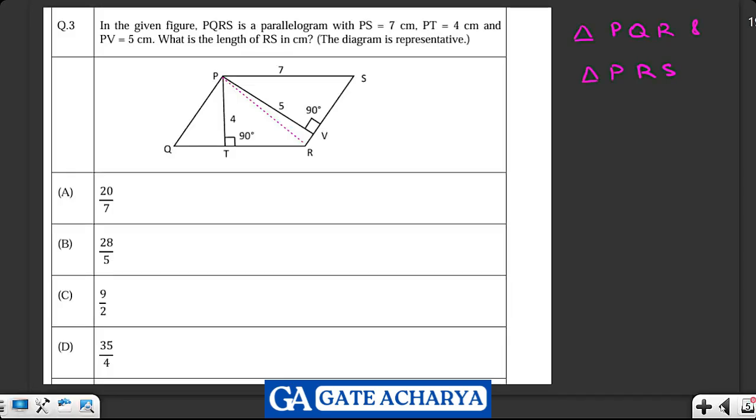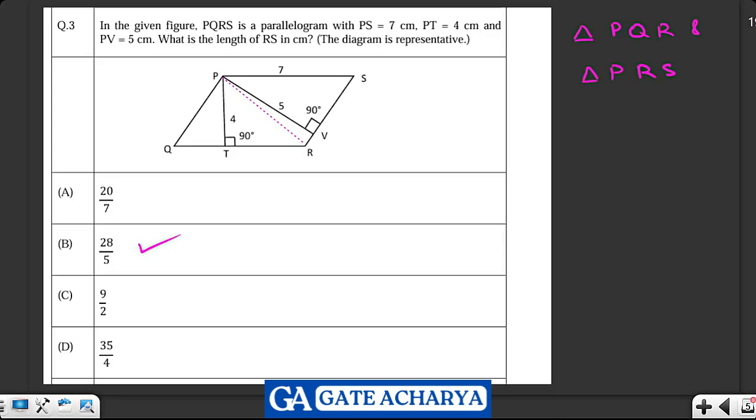Yeah, 28 divided by 5, option B is the answer. Is it understood how I develop this idea? To just understand, take a diagonal PR and remember, in a parallelogram, whatever diagonal you take, the diagonal divides the area into two equal parts. And from there, you can come to a conclusion.